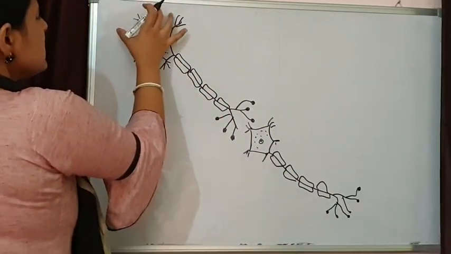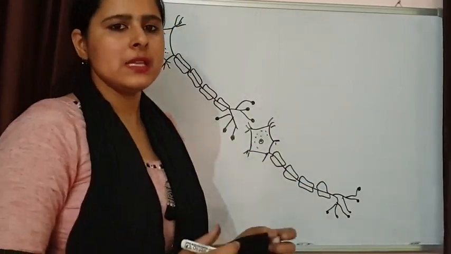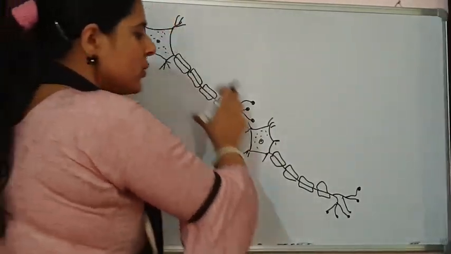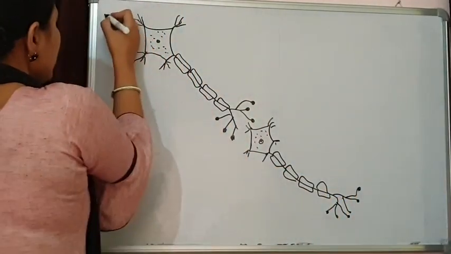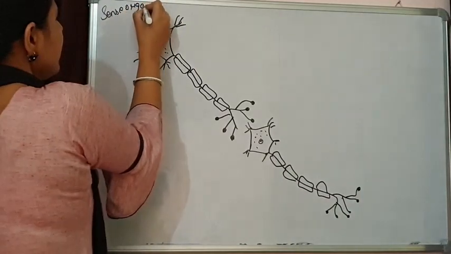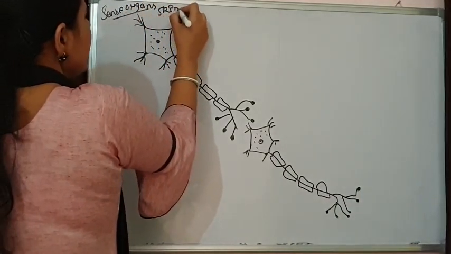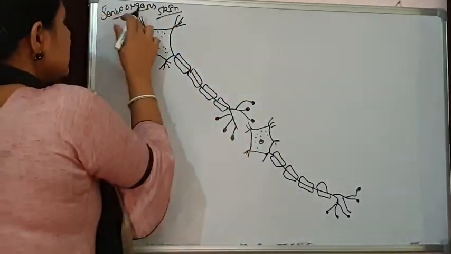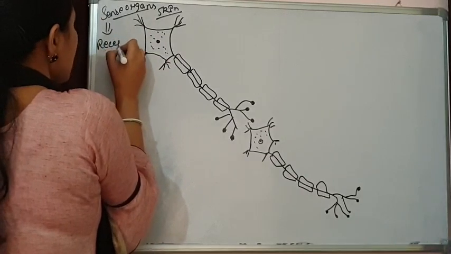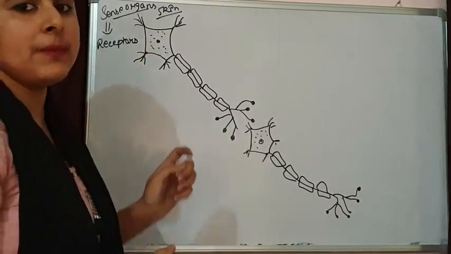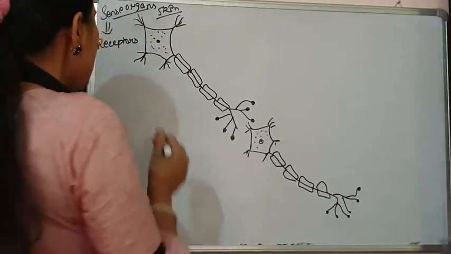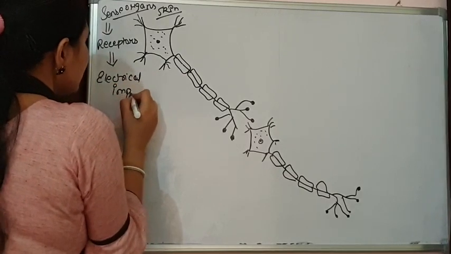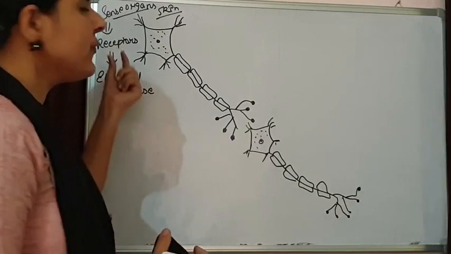See, suppose this neuron is acting as a sensory neuron. Sensory neurons carry information, or you can say a message, from a sense organ to the central nervous system. So over here we have a sense organ. Suppose it is our skin. When we touch a hot plate, firstly what happens? The sense organs have specific cells which are known as receptors, and these receptors receive the message and convert this message into an electrical impulse, or we also call it a nerve impulse. This is the function of the receptor.